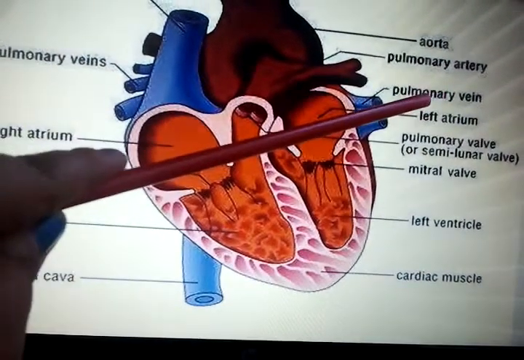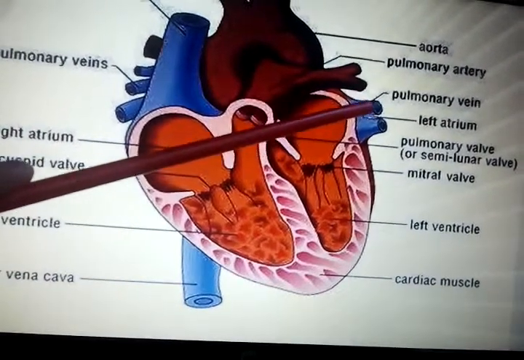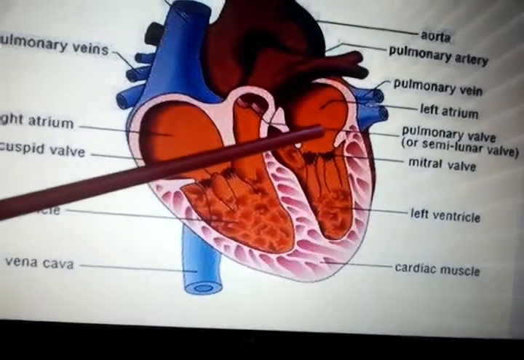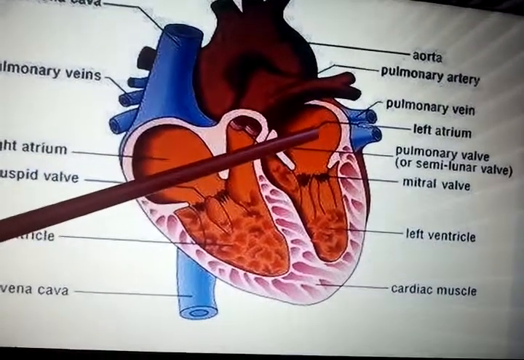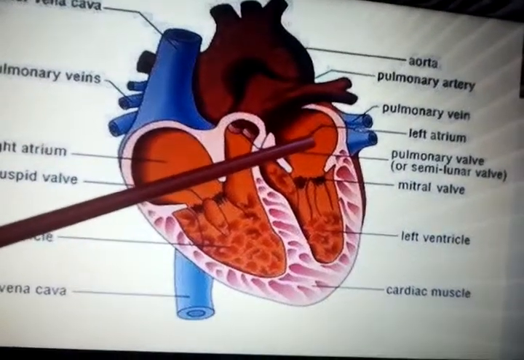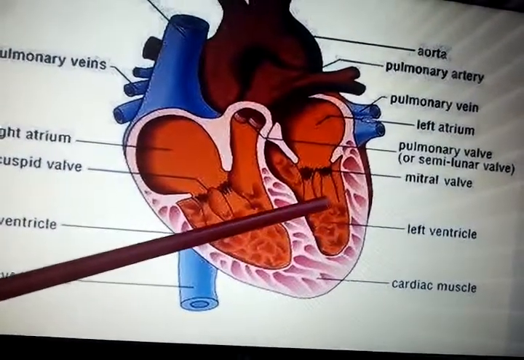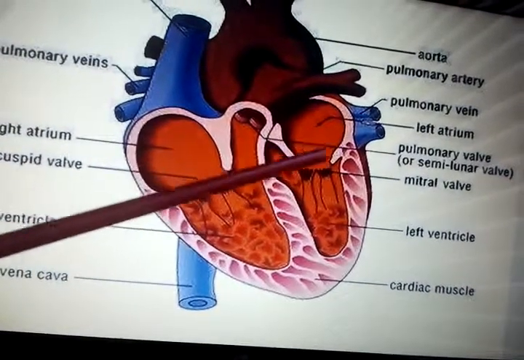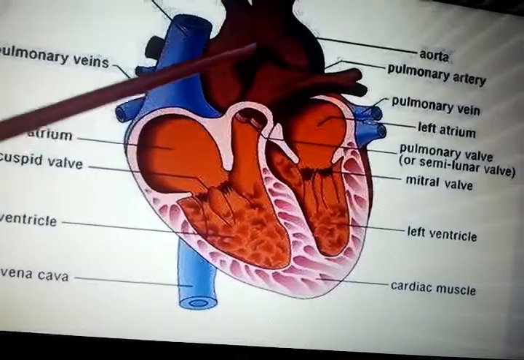And then oxygenated blood will enter through the pulmonary veins, which are these two right here, then into the left atrium shown here. Then once in the left atrium, the blood will go through the bicuspid valve, which is this right here, into the left ventricle. Then it will go back into the aortic arch up here, and then back into the body.